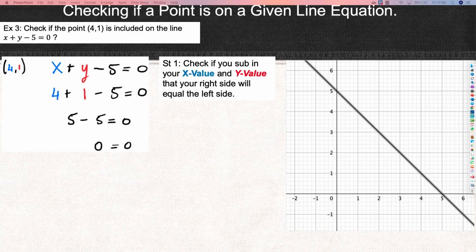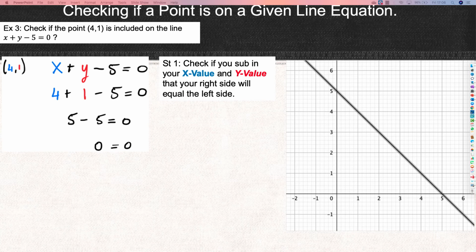And we're seeing point 4, 1, you go out to 4 and up to 1, and we can clearly see it is on it. Same way now, if I checked 3, 2, would it be on the line? It would, because out to 3 and up to 2, and if we check it, 3 plus 2, what's 3 plus 2? Minus 5 would give us 0, whereas if I checked 2, 4, is 2, 4 on it? No, out to 2 and up to 4 I can clearly see it's not, because even if I went back and checked it, what's 2 plus 4? Minus 5 is going to give 0? No, it's not going to work.